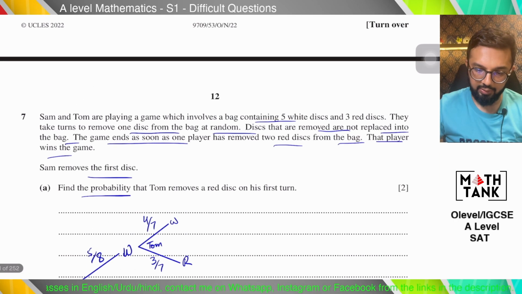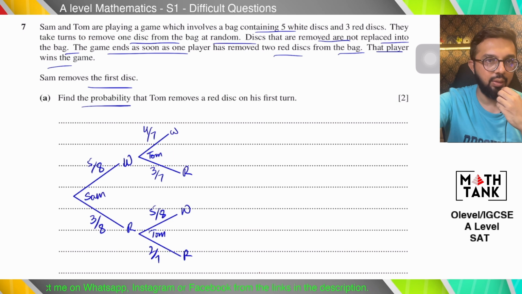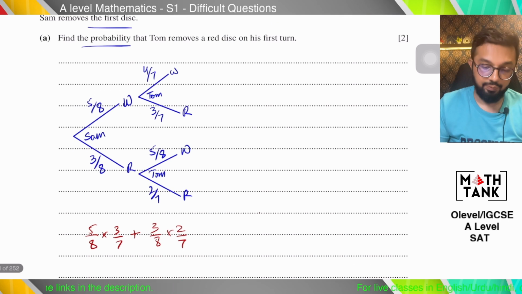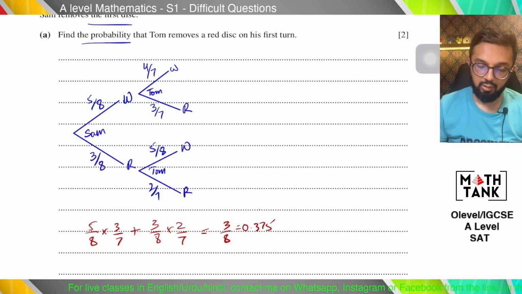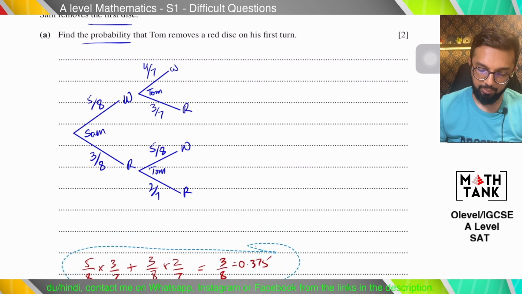Okay, I'm going to move this down and say that that's my final answer. I don't know what year this is. This is still the same year, I think. So November 22, question number 7. 3 over 8 into 2 over 7 plus 5 over 8 into 3 over 7. So that gives me 3 over 8, which is 0.375. I'm going to use this tree diagram later on, so I'm just going to pull this down.